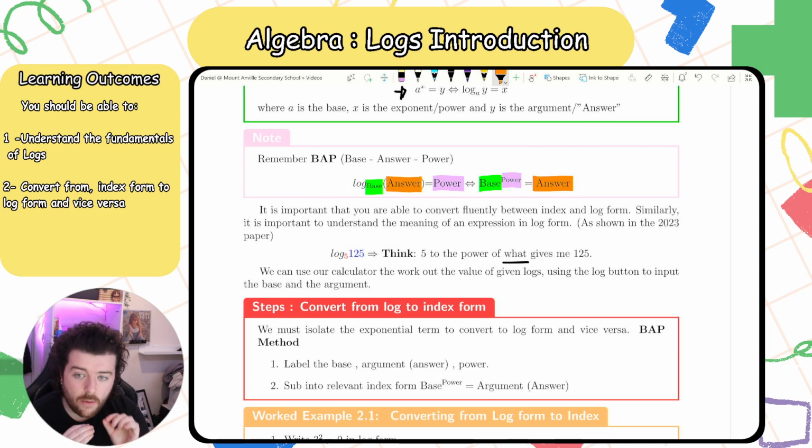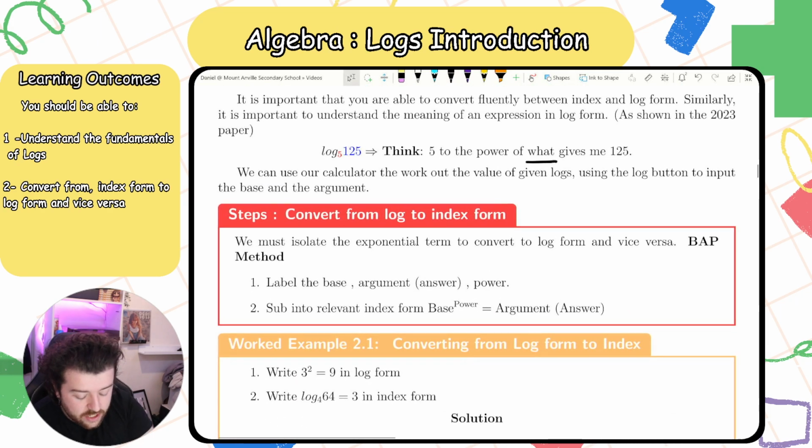It's very important that you're able to convert fluently between index and log notation in Leaving Cert higher level. It's also important to understand the meaning of logs, because there was a question in the 2023 paper that threw a lot of students off that we're going to touch upon later in the video. But hopefully when we come to that video, you'll wonder why everyone was so stressed about that question. So if you see something like log base 5 of 125, we have to think 5 to the power of what gives me 125, and we know 5 cubed is 125.